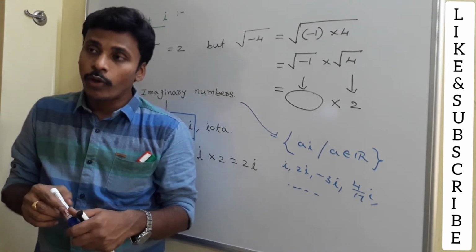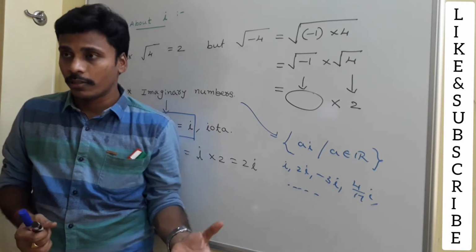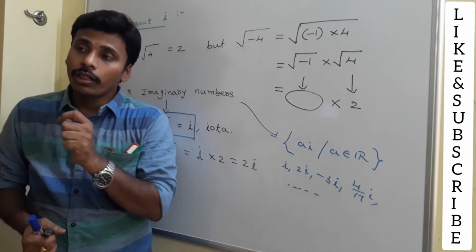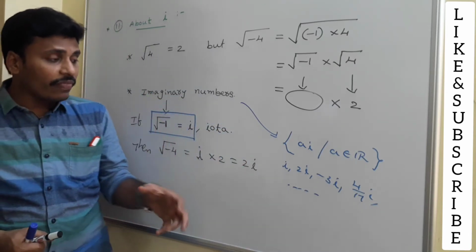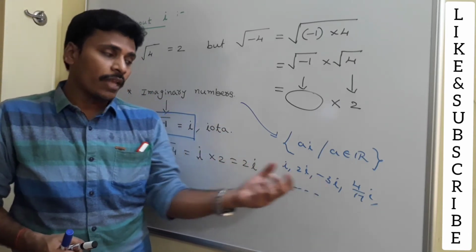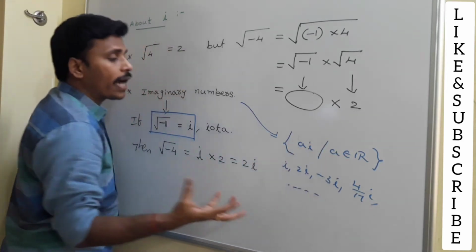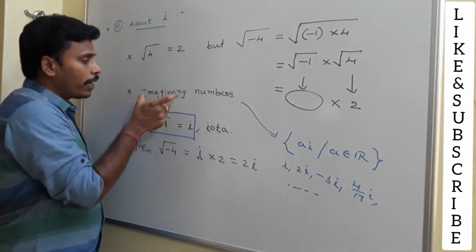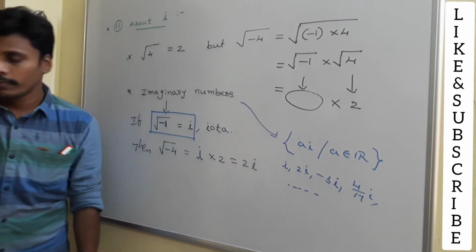How many real numbers do you have? You have an uncountable number of real numbers in the real number system, and if you multiply all those uncountable real numbers with the imaginary quantity i, then there arises another new system. Again it contains an uncountable number of elements which are of this format, and all those numbers together are called imaginary numbers, right? Have a look at this.